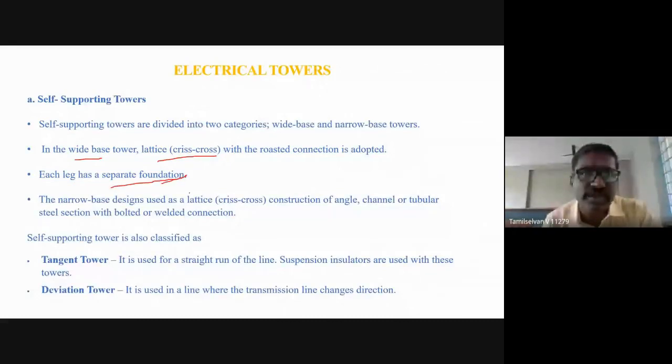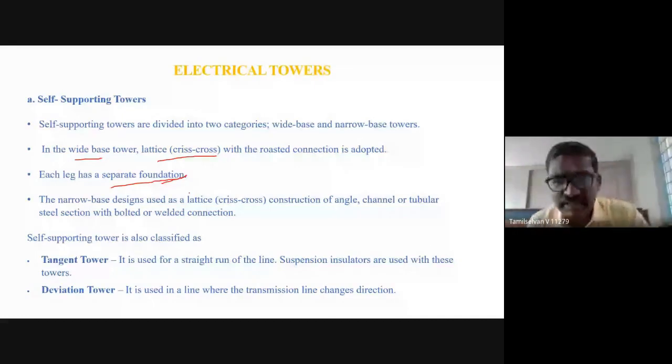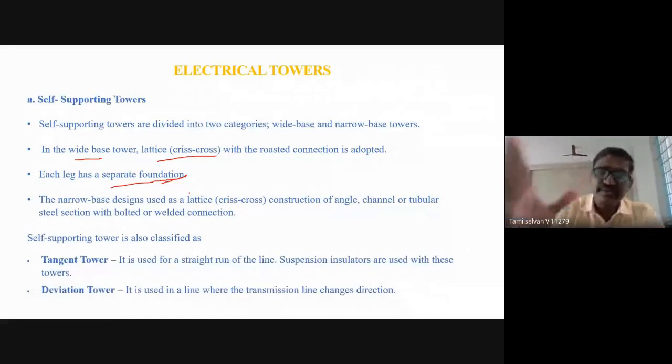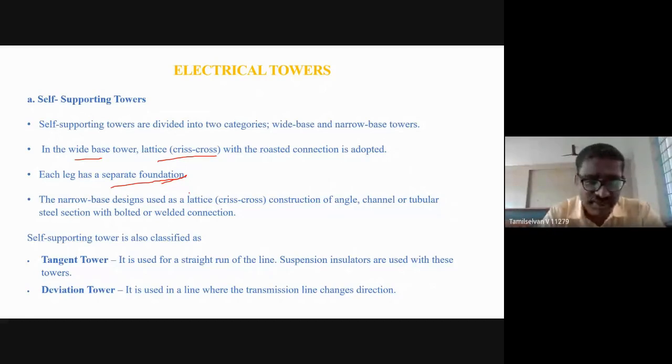In the narrow base design, we'll use lattice construction of angle, channel, and tubular steel sections, with bolted or welded connections. Here we'll use a tangent tower, which means a straight run of line. The conductor will be running straight, so there we'll use only suspension insulators.